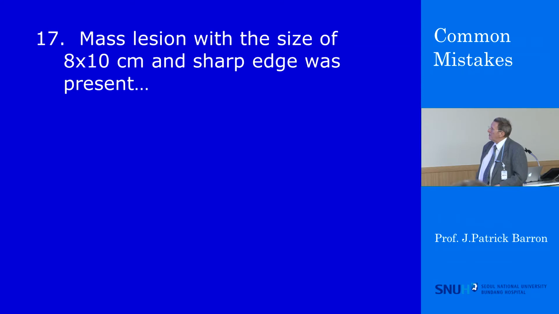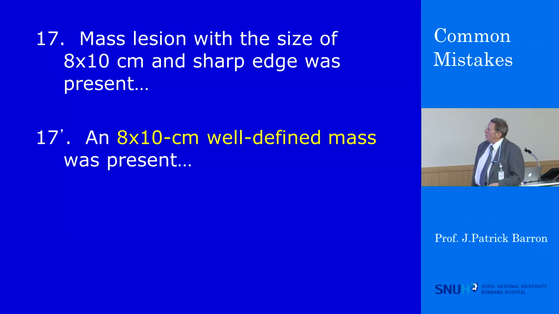Mass lesion with the size of 8 by 10 centimeters at sharp edge was present. Mass lesion, an 8 by 10 centimeter well-defined mass was present. If you have mass, you don't need lesion. So an 8 by 10 centimeter well-defined mass was present. And well-defined takes the place of sharp edge. If it's a resected specimen, you can say a sharp margin or a very distinct margin. But if you're talking about the radiological findings, I would tend to say well-defined.